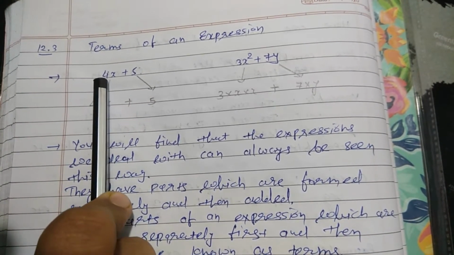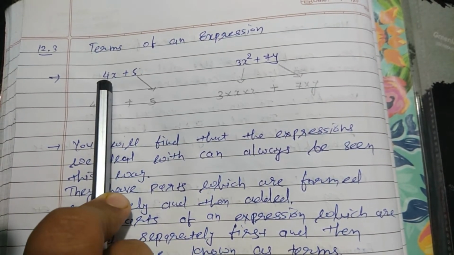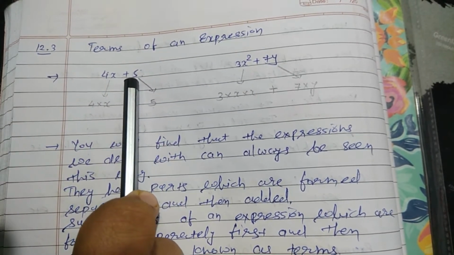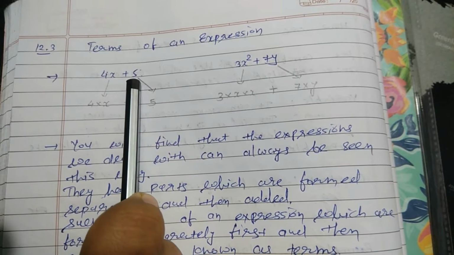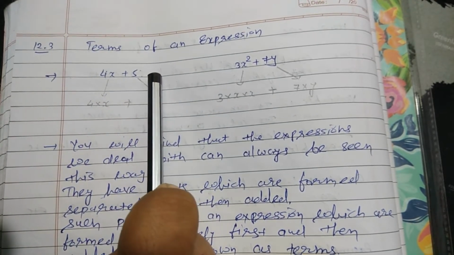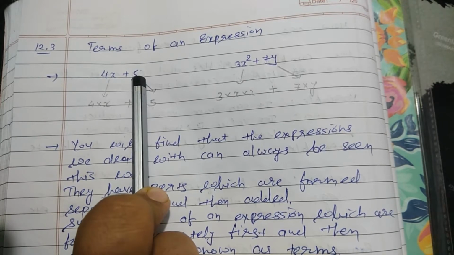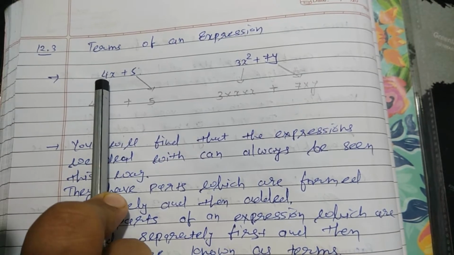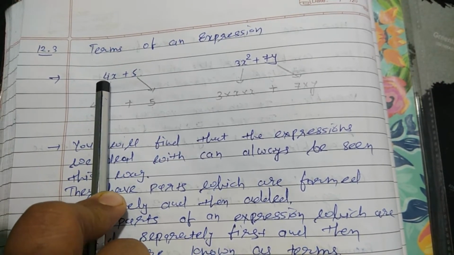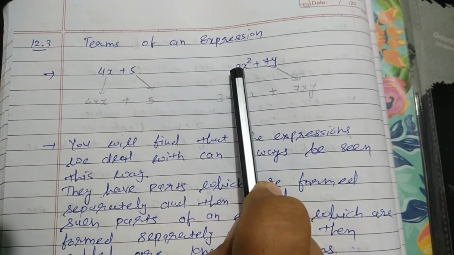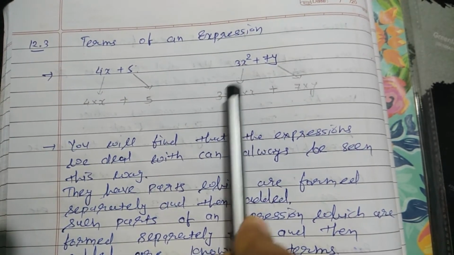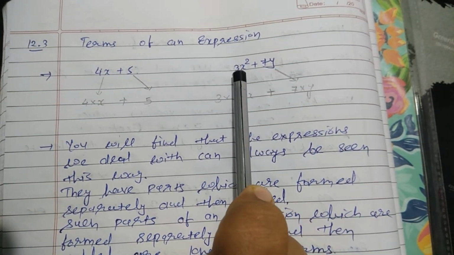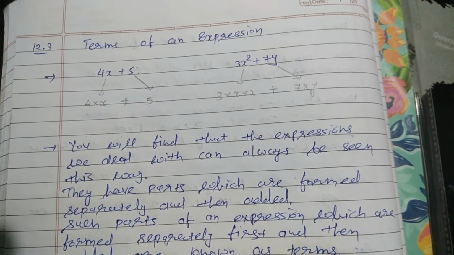So in this expression 4x plus 5, 4x is one term and this constant 5 is another term. This constant 5 is also called the constant term. That means in this term a variable is not there, only the constant. That's why this term is called the constant term, and the other term has a variable x. So 4 and x is a single term, and 5 is the second term. Similarly, first 3x square is created, then it is added to another part, that is 7y. So here there are two terms: 3x square is one term and 7y is the second term.